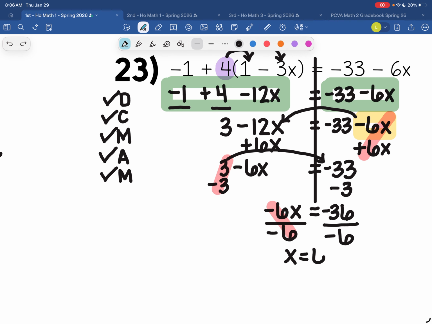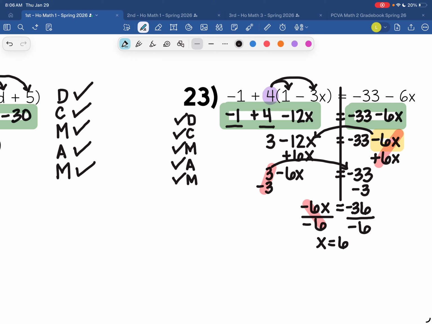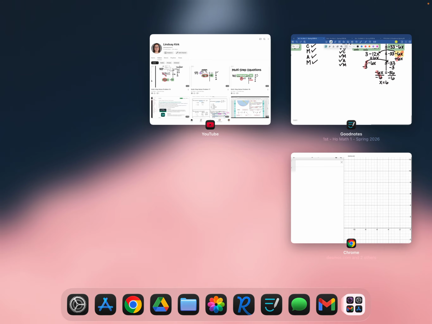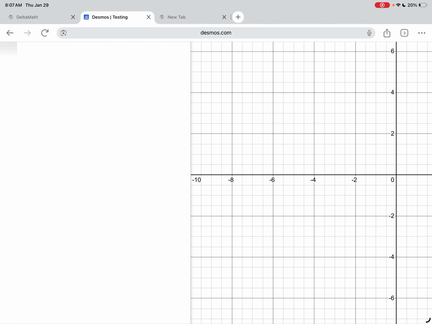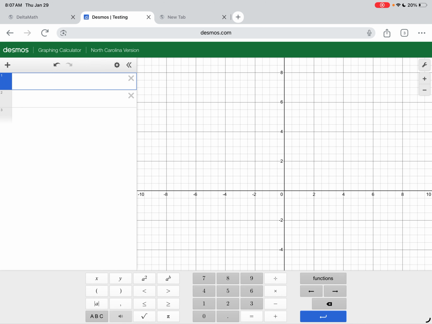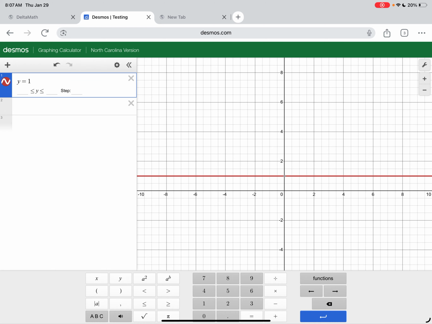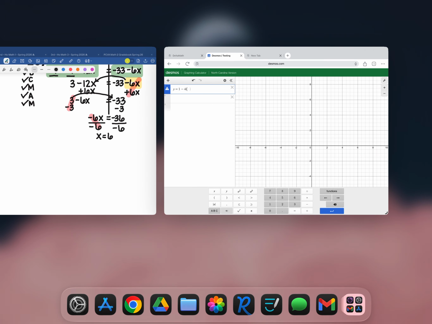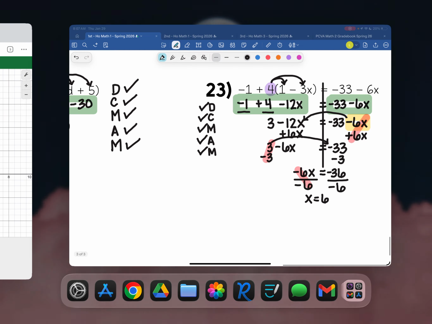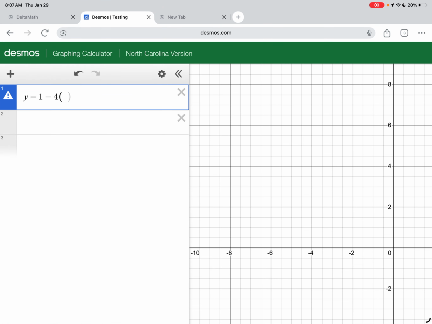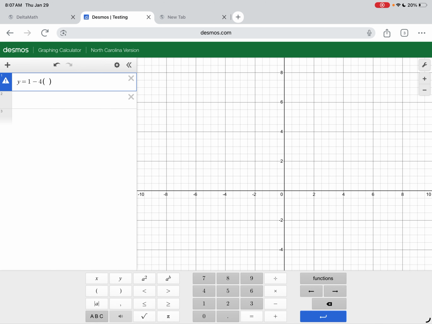And just to make sure with this last video, we can in fact check this. So if I check this in Desmos, I can do one of my options. So one of my options is to split it. So I'm going to say y equals 1 minus 4 with the left side, and let me see what the rest of it was. Oh, that was 3x. Sorry, y'all.